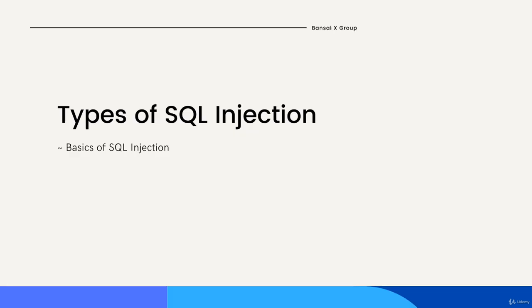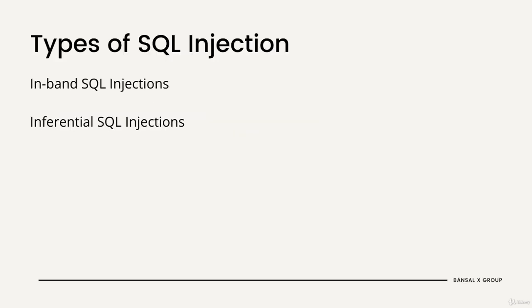Types of SQL injection. There are multiple types of SQL injections which you should be aware of, because depending upon the target and the situation, you may have to switch between one type and another. There are two major categories of SQL injections. First one is in-band SQL injection and second is inferential SQL injection. In-band SQL injection occurs when you are able to get the response from the website. It can be some data or it can be some error.